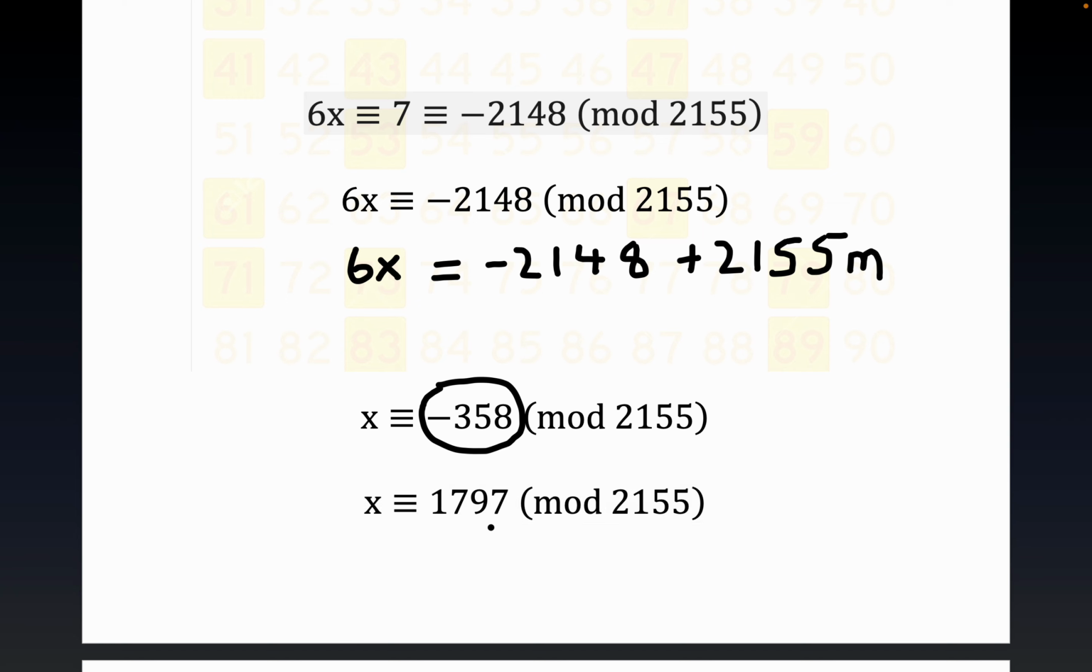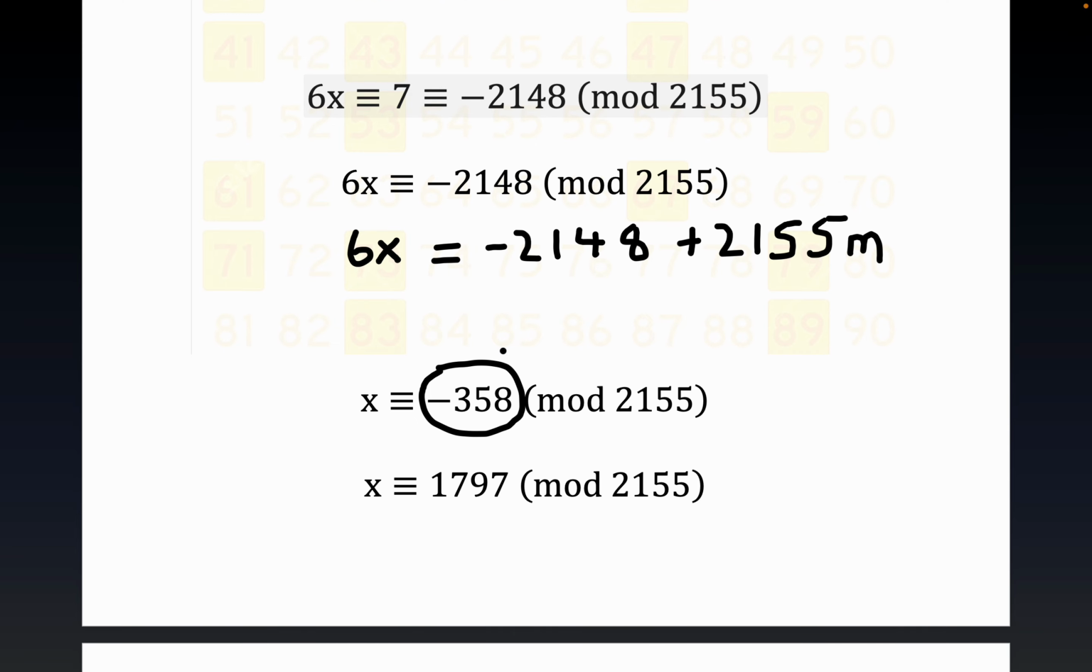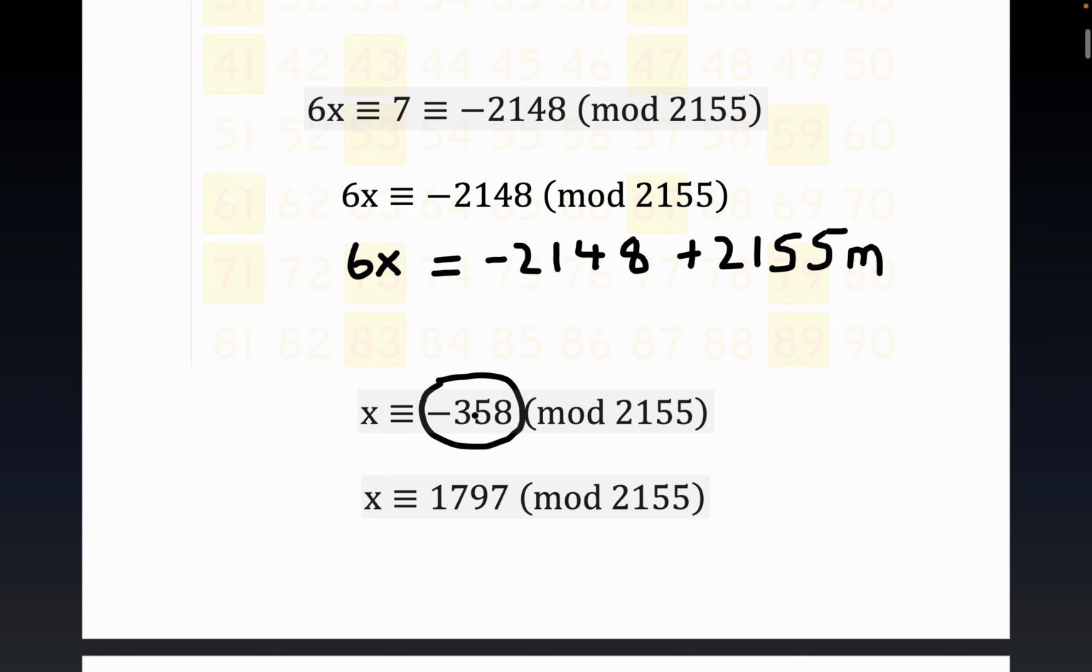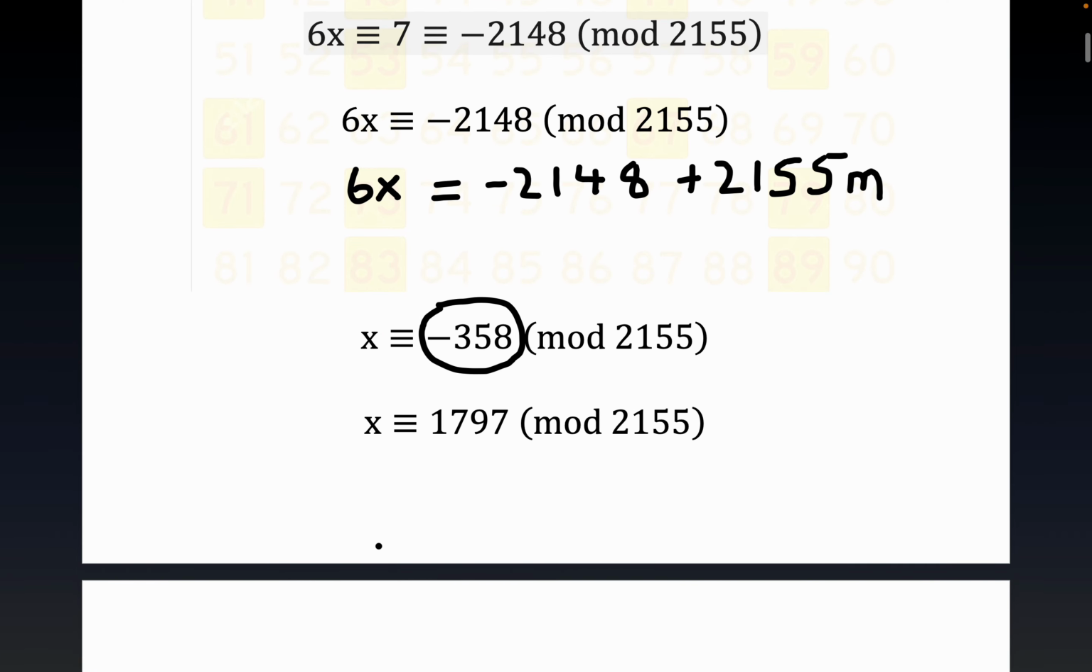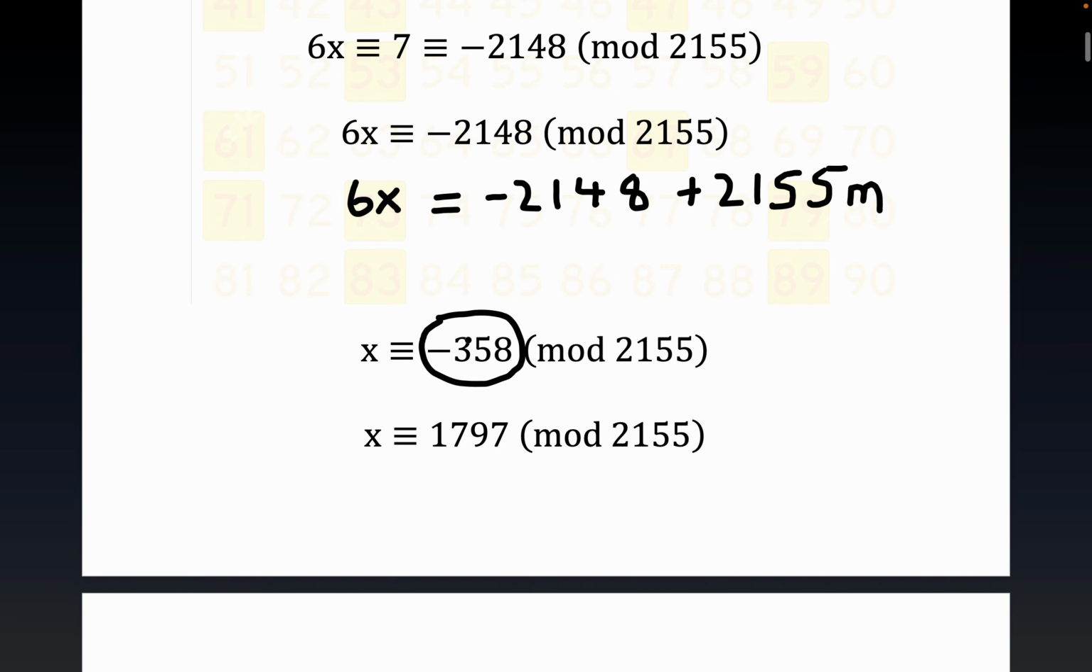All right, and of course, this number plus this number is equal to 2155. So this is the least positive residue, and then this would be the greatest negative residue right here, the minus 358. That's the greatest negative residue, and this would be the least positive right here.